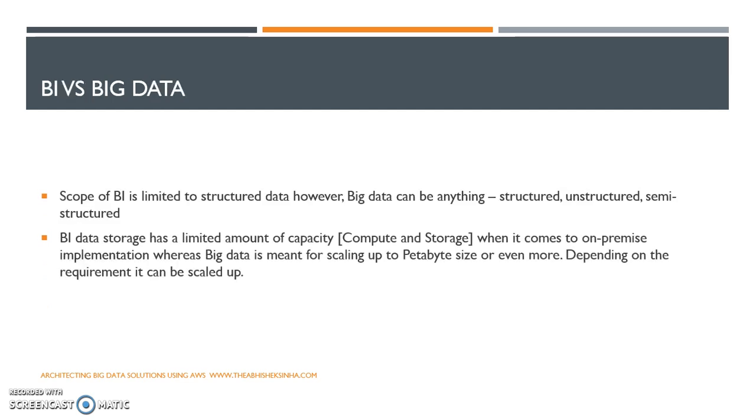And if we have to specifically move towards our course objective, which is big data, I would like to compare BI, which is business intelligence, versus big data. Now, the scope of business intelligence is limited to structured data. However, big data can be anything. It could be structured, unstructured, semi-structured.